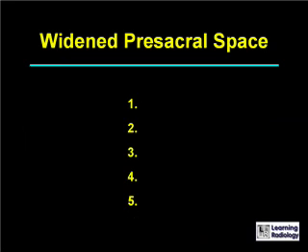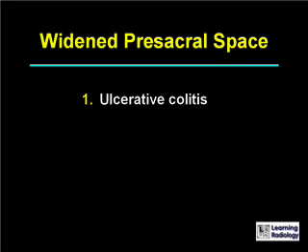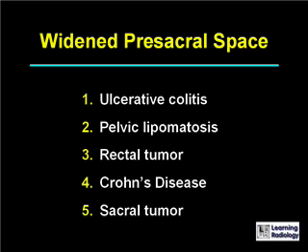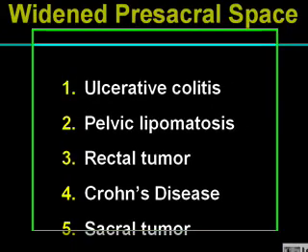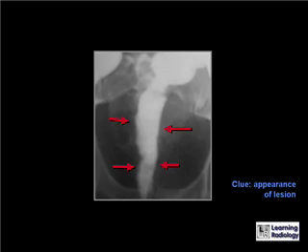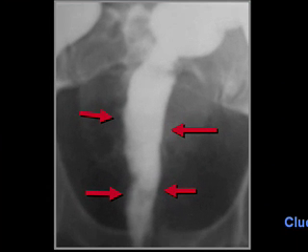The differential is for a widened presacral space. There are 5 causes listed. The 5 causes include ulcerative colitis, pelvic lipomatosis, a rectal tumor, Crohn's disease, and a sacral tumor. This is the last differential diagnosis.